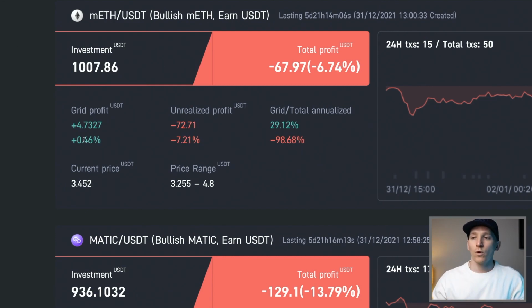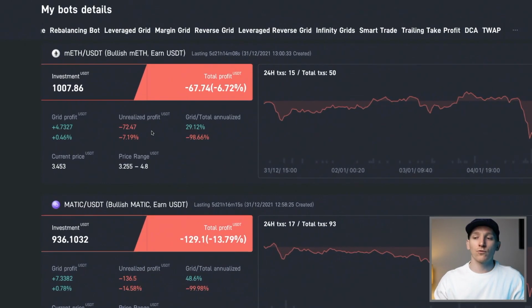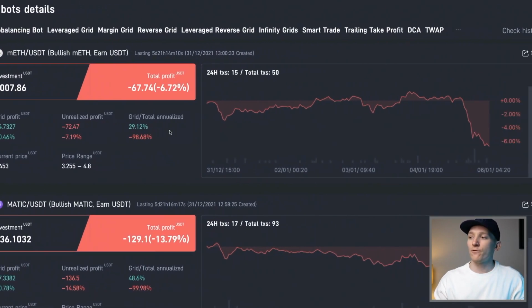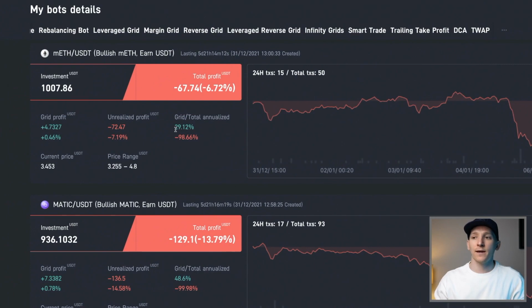Because I used this grid bot, my portfolio has actually fared better than just holding the asset. If I was just holding Ethereum in my wallet, in cold storage, and didn't do anything with it, I would be down more. I would be down 7.16%, but because of the grid bot and the way that it trades volatility, I've reduced that and I'm only down 6.67.